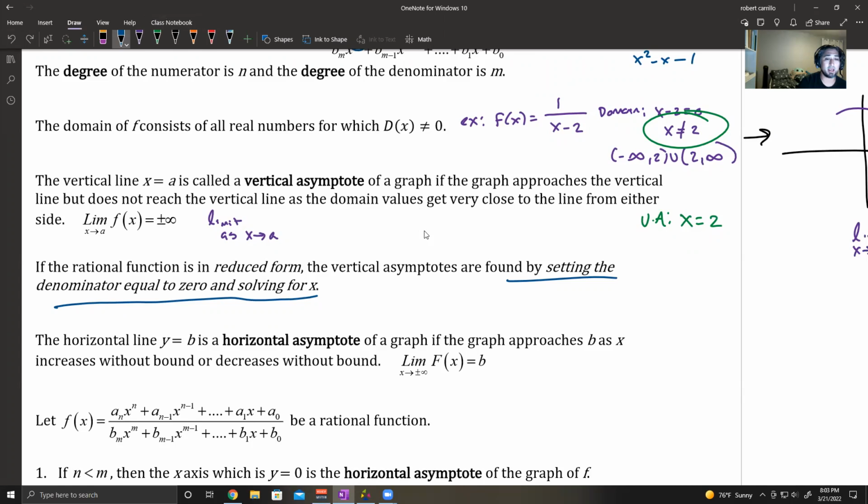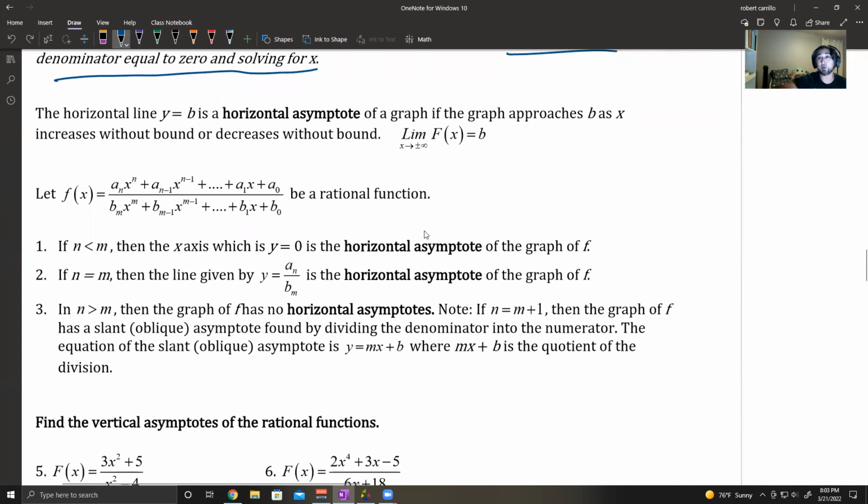Horizontal asymptotes, we have a little bit of work to do. There's more rules. A horizontal asymptote happens as x gets infinitely larger or infinitely smaller, your graph will start to approach a horizontal line and may never touch it. Horizontal asymptotes can actually be crossed because they're not part of the domain. But here we just want to know that a horizontal asymptote is a line that your function gets really close to, but may never touch.